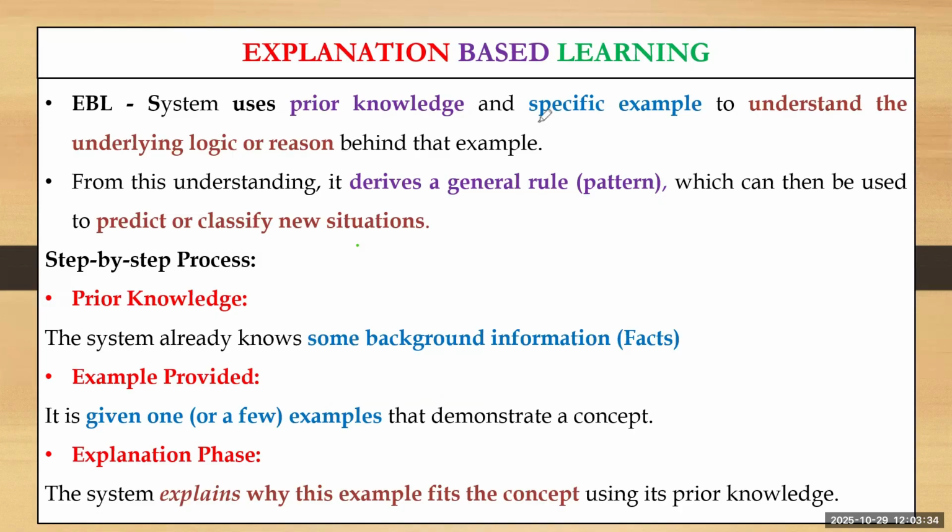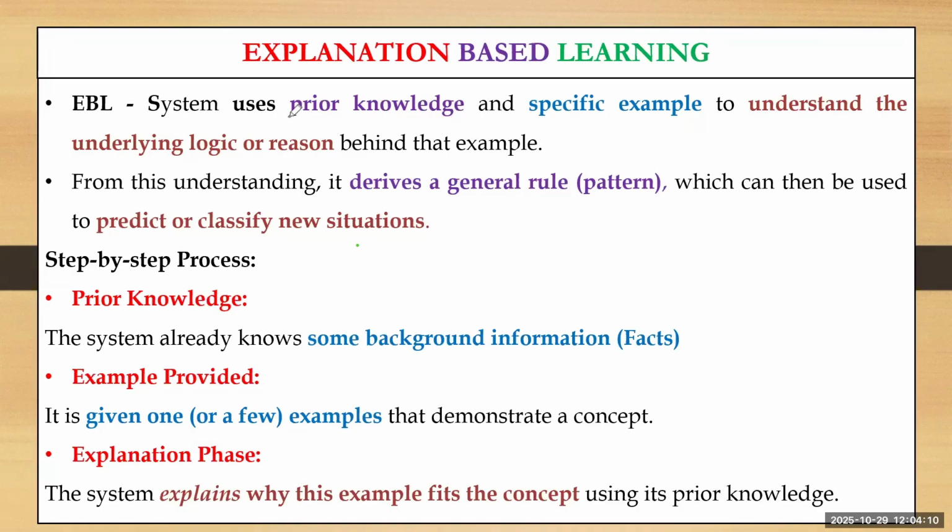That means we provide some examples to the system, and the system will learn the pattern, derive some rules, and then predict the new situation. That is inductive learning. In explanation based learning, along with the data related to play tennis, we will give the prior knowledge. Prior knowledge is nothing but the facts, that is declarative knowledge, which we also give to the system.